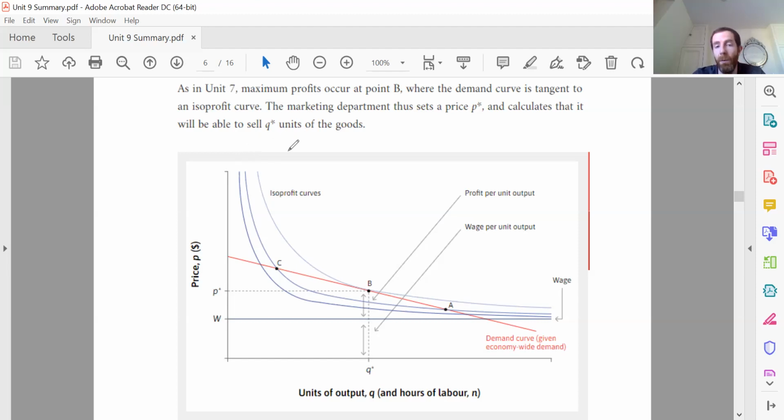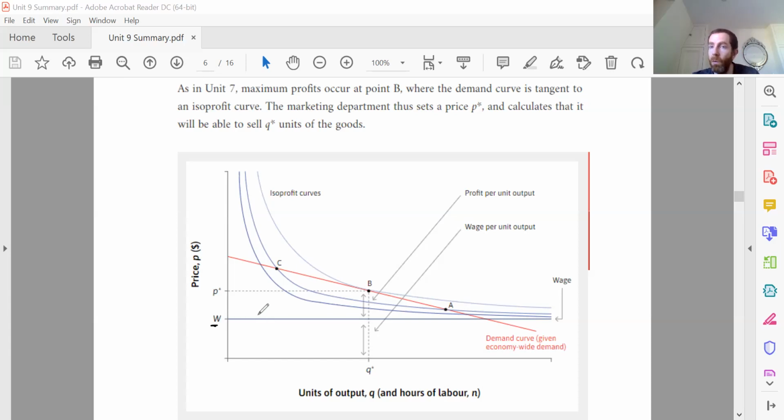Now the marketing department. They know the nominal wage here, W. That's the wage workers are going to be paid. And we see this is like a horizontal line: regardless of how many units of output firms decide to produce, they're paying every worker this nominal wage. So that's their cost.